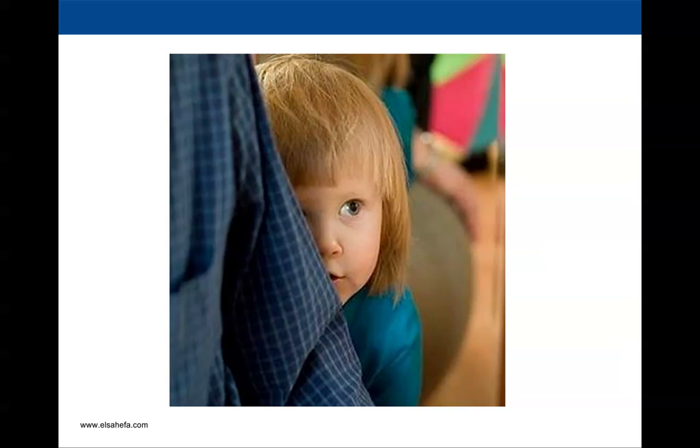Sometimes kids are tremulous because they're very fearful, and so you have little kids who kind of hide behind their parents because they're nervous of other people that they don't know.